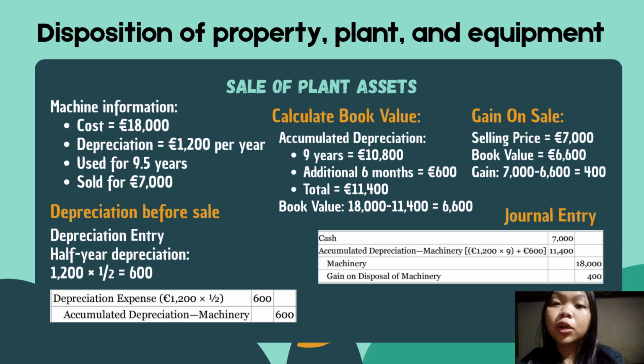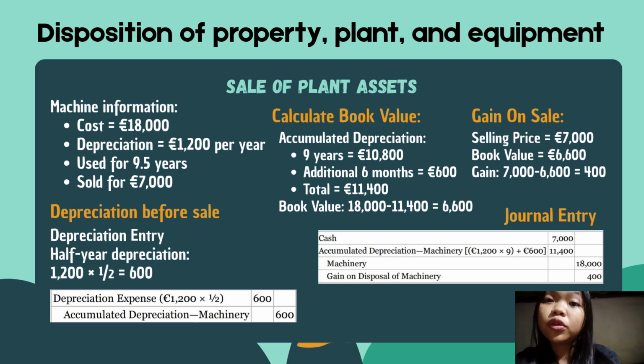Next, we calculate the total accumulated depreciation. For 9 years it is 9 times 1,200 equals 10,800. And we add the extra 6 months depreciation of 600. So the total accumulated depreciation becomes 11,400. Now we calculate the book value. We calculate from total cost minus accumulated depreciation, and the book value of the machine is 6,600.